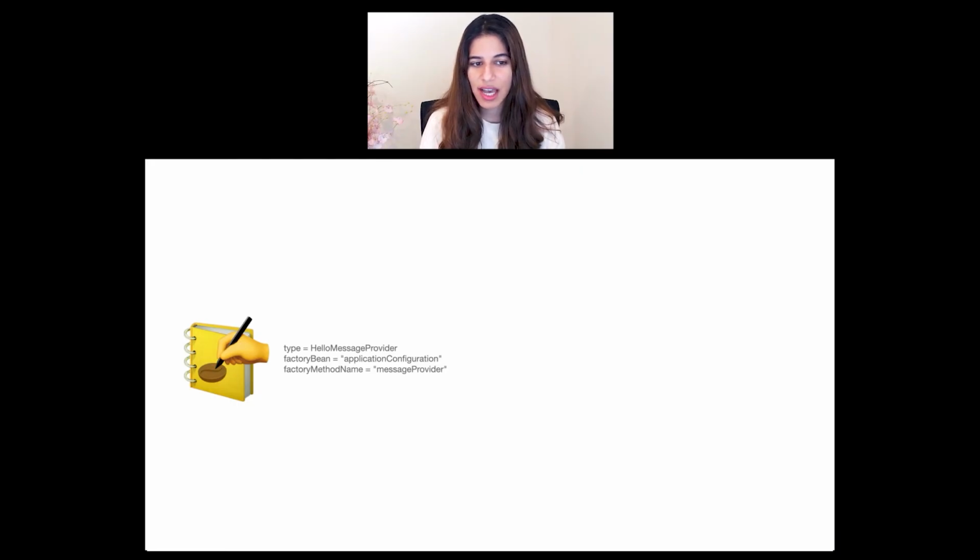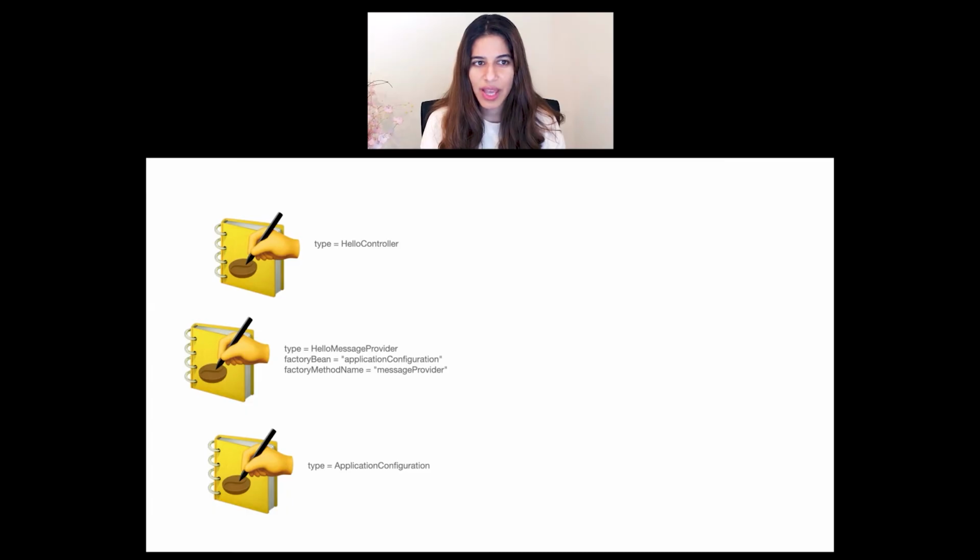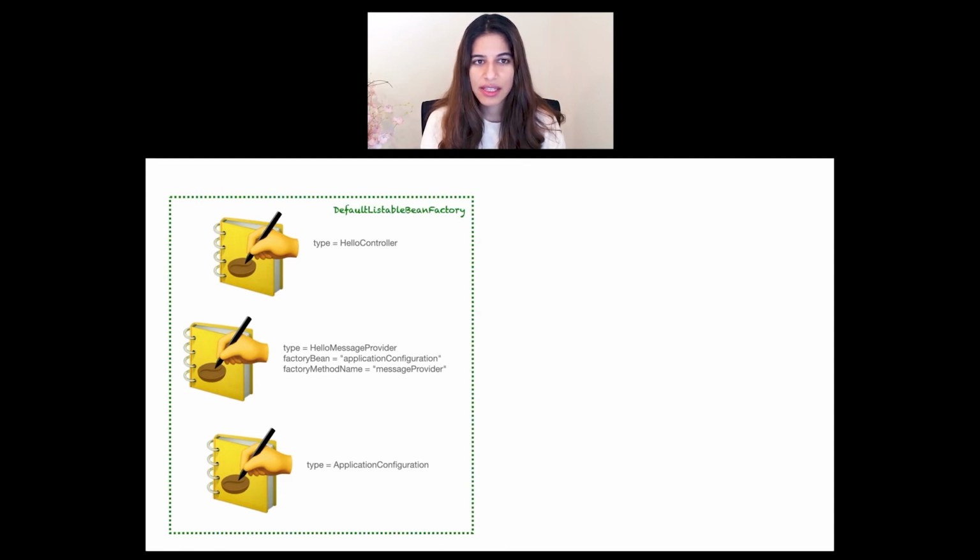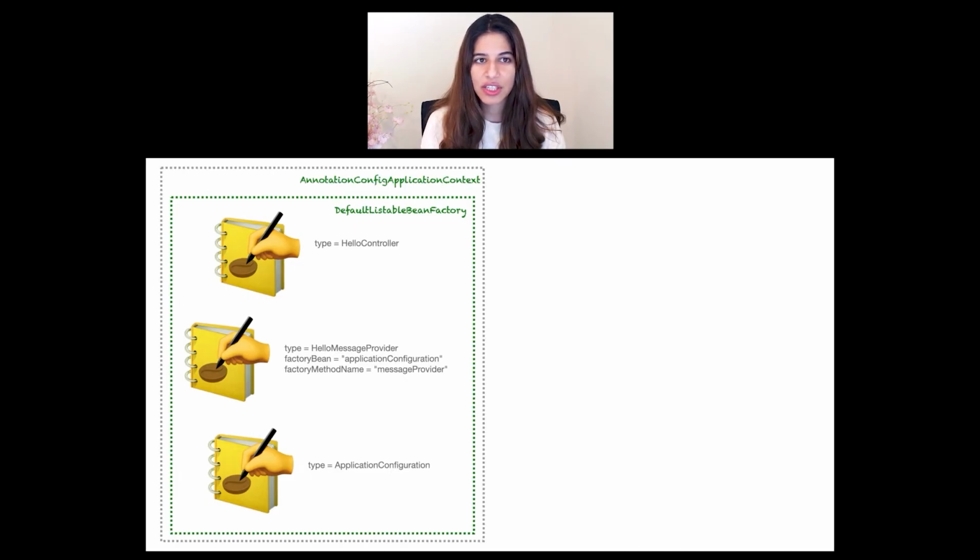Okay, so we see how the bean definition for our message provider gets created because it's defined in our configuration class. And then we know that our controller needs this bean injected into it because it depends on the message provider. So how does that work? We have all of these bean definitions. So we have one for our hello controller, and we have one for the application configuration. These are all contained within our default listable bean factory, which is where these bean definitions get registered. And the annotation config application context is what holds this default listable bean factory.